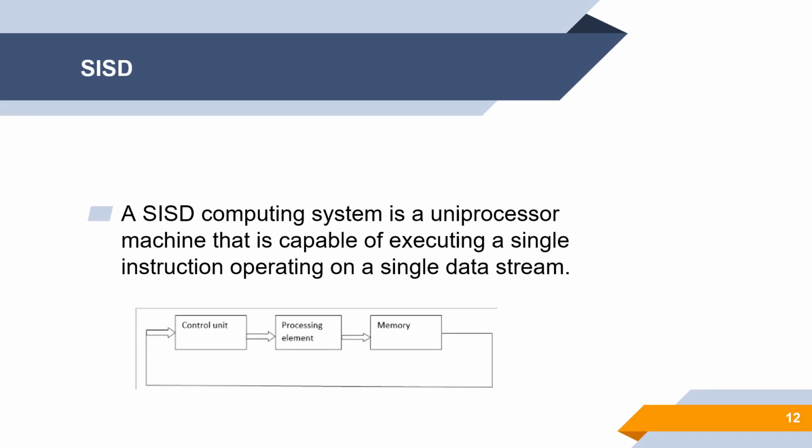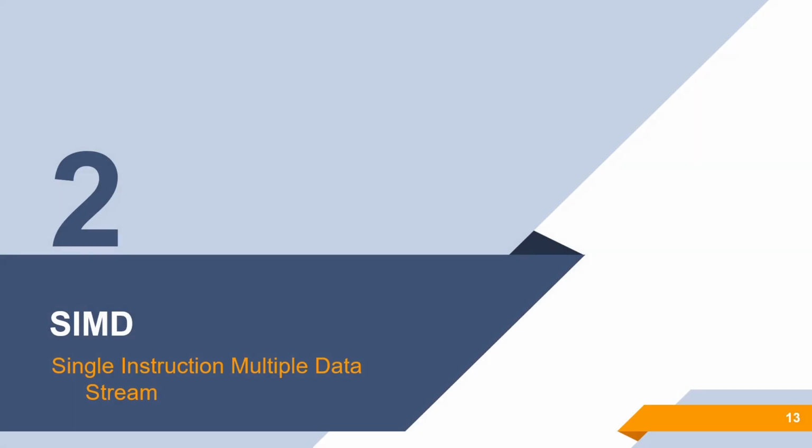In SISD, the processor executes instructions sequentially at one time on a single data item, as you can see in the shown diagram. Therefore, SISD architectures are not suited for high-performance applications that require massive amounts of data processing in parallel.